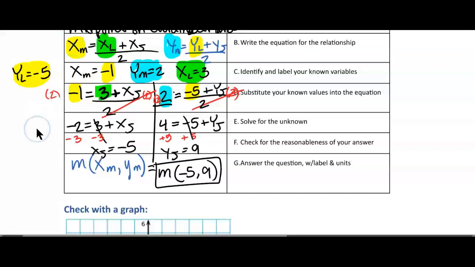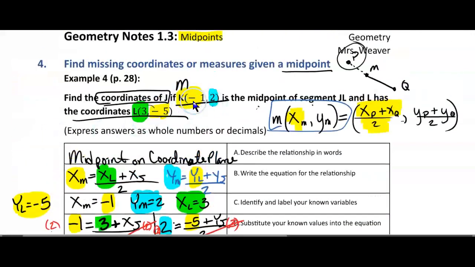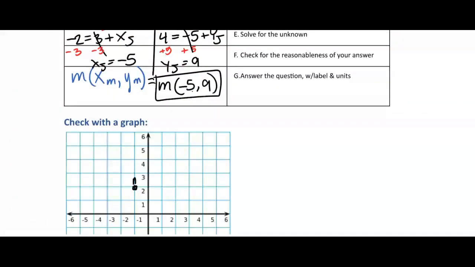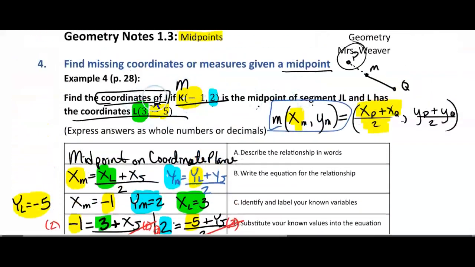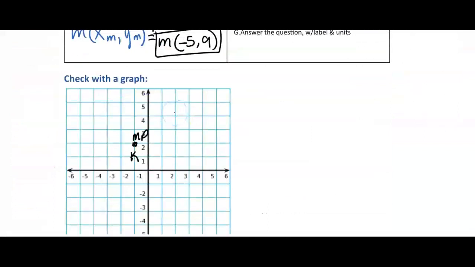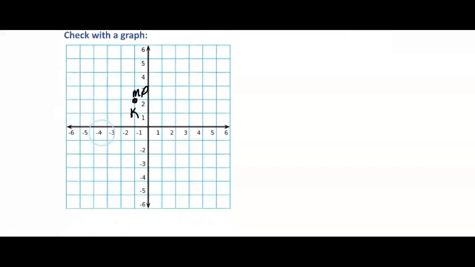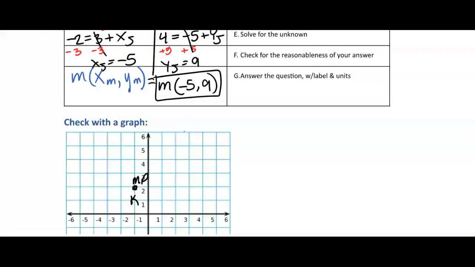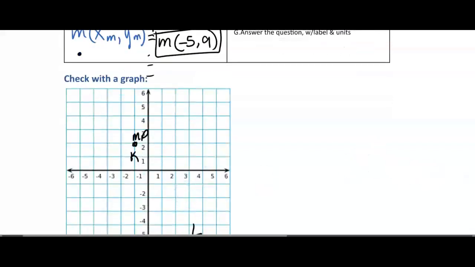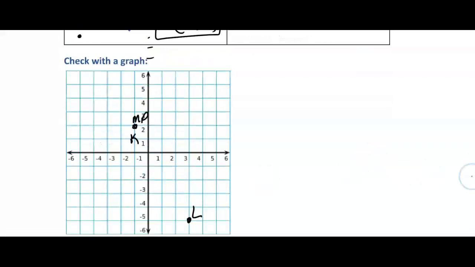And I can check that with a graph. I know that the midpoint I'm given, K, is -1, 2. I know that the endpoint L I was given is 3, -5. And then the J that I found was -5, 9, which would be way up here, 6, 7, 8, 9. So about here. Does that give me an endpoint L, K, where my midpoint seems to be about halfway through? Yes, it does. So that is a reasonable answer.